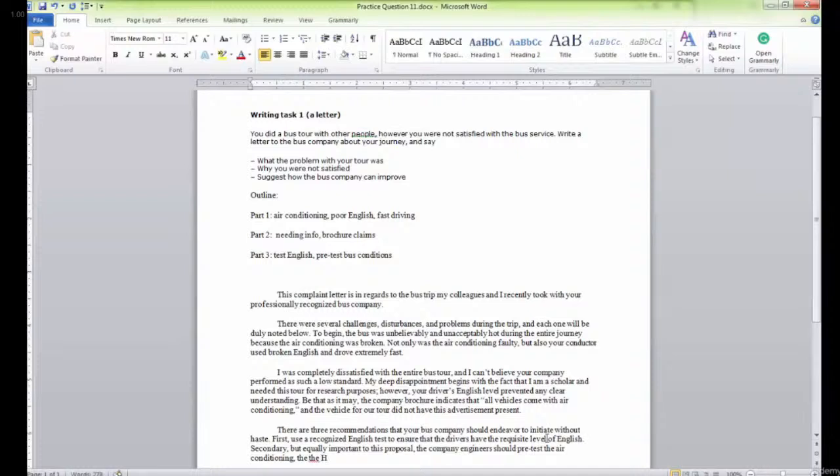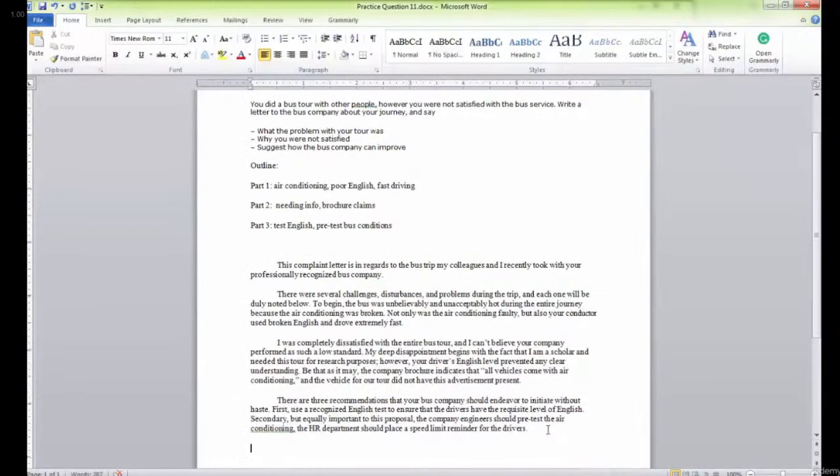And the HR department should place a speed limit reminder for the drivers. Right there we have our next part.